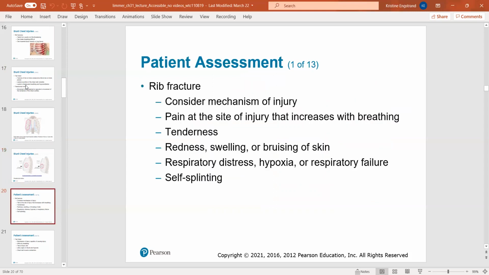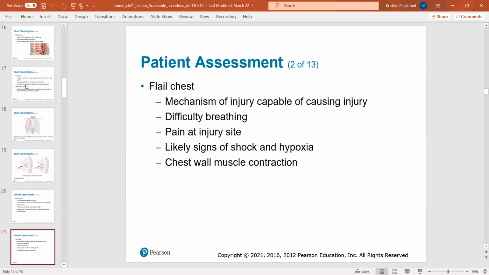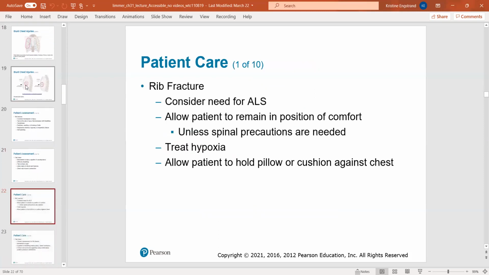So what do we do for these? Consider your mechanism of injury. It's going to be painful when they try to take a breath, tenderness. You might have some bruising and redness, respiratory distress. They're guarding, they're self-splinting. They don't want you to touch it. Signs of shock, hypoxia: get some oxygen, treat for shock. Consider the need, like I said, for ALS so we can help manage their pain. Position of comfort. To treat a flail chest, we're going to use bulky dressings, a pillow, some sort of cushion on the affected side so it starts to decrease that movement.